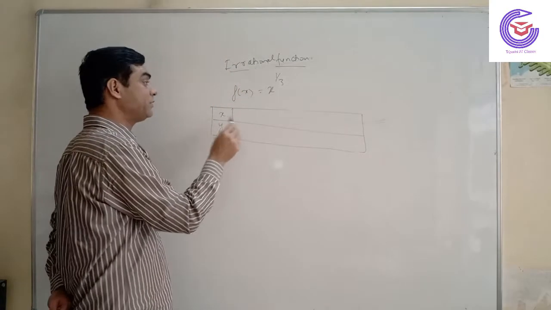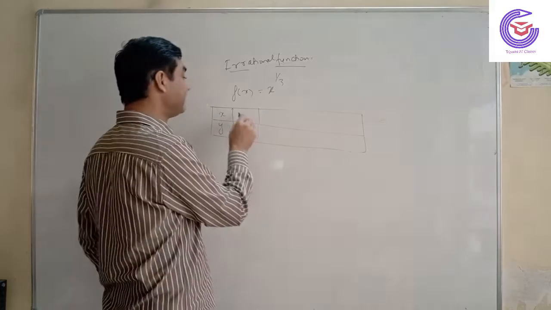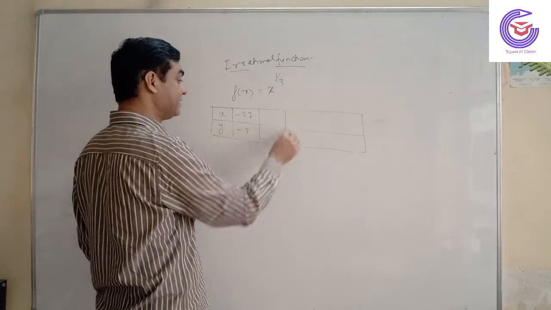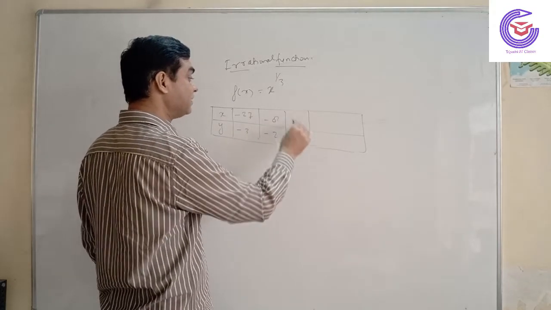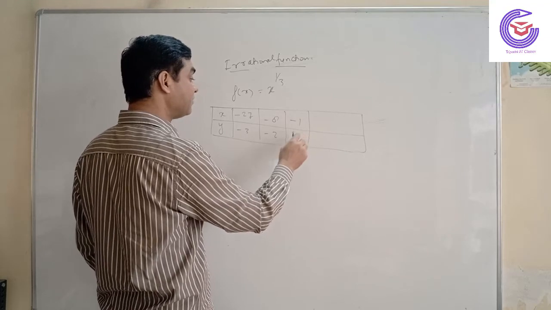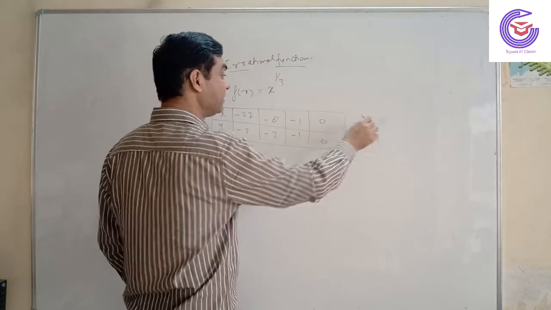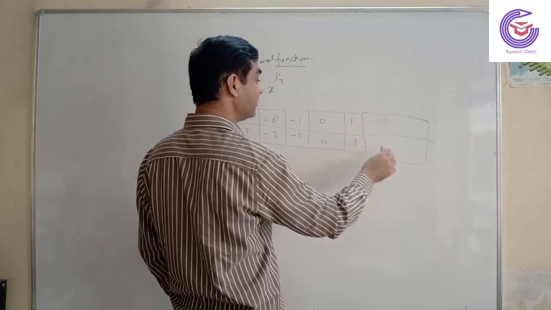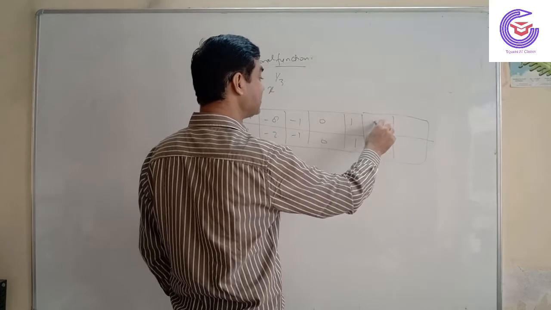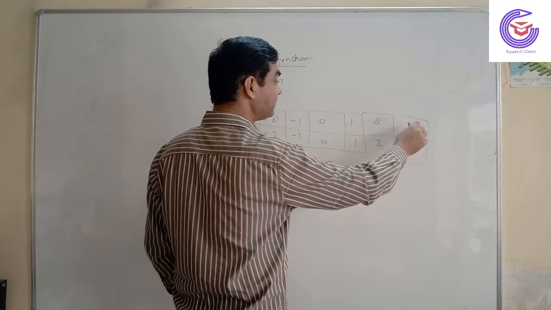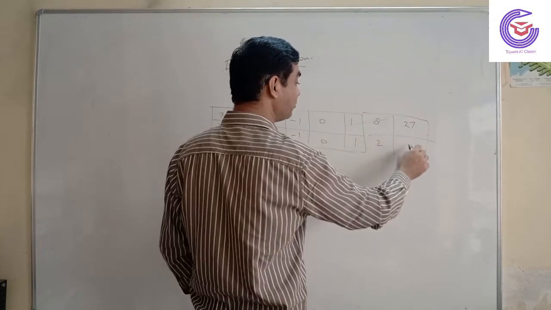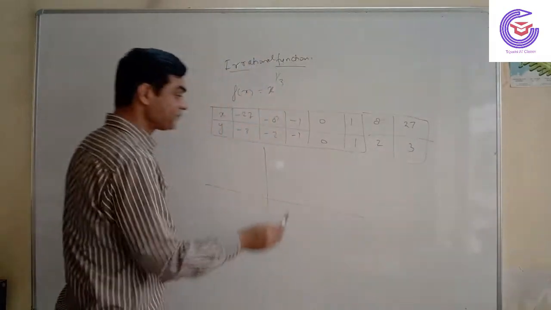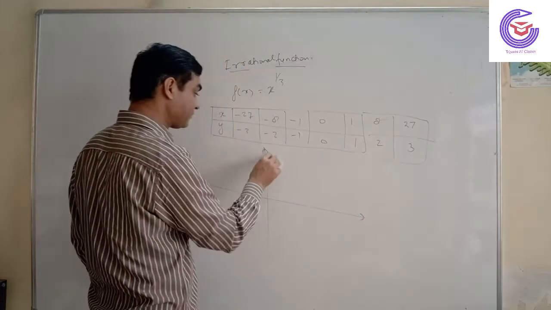If you put x as minus 27, it will come as minus 3. Minus 8 gives minus 2, minus 1 gives minus 1, and 0 gives 0. If you put 1, it gives 1. If x is 8, then the cube root of x is 2. If the value of x is 27, the cube root is 3. So if you plot this graph, it will look something like this.